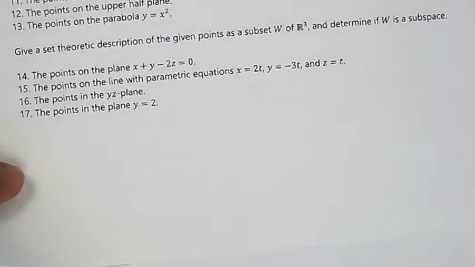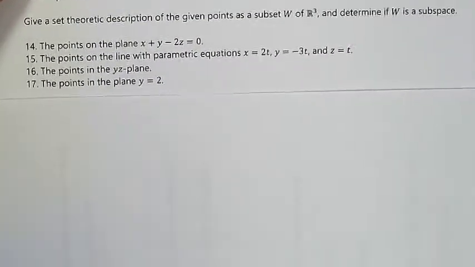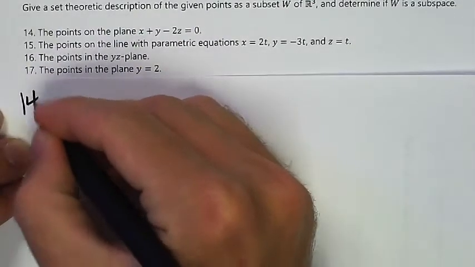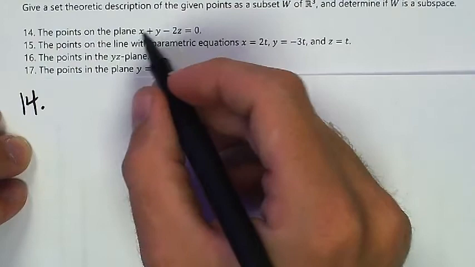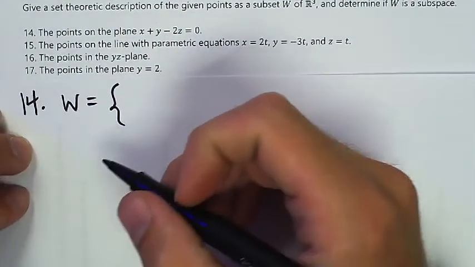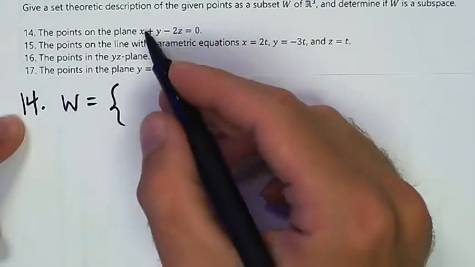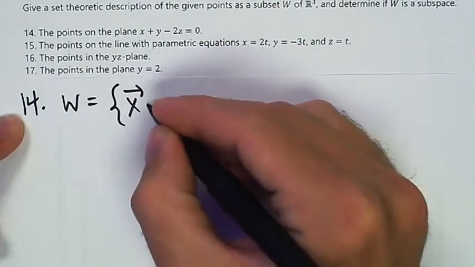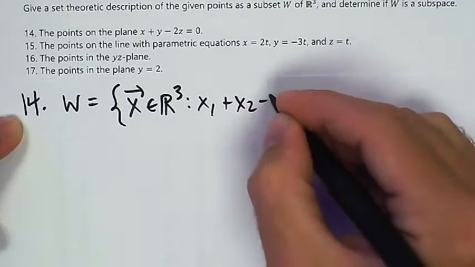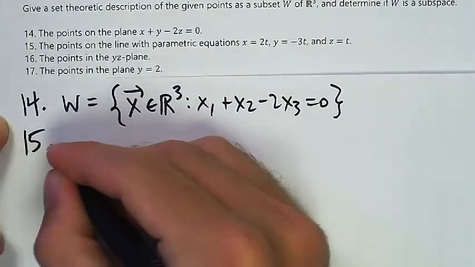Now, the last set: give a set theoretic description of the given points as a subset of R3 and determine if W is a subspace. Okay, it's a plane. It contains the 0 vector. Yes. So that's what you're going to find: a line through the origin or a plane through the origin is an automatic subspace. And so x plus y plus 2z equals 0. This is the set of all x in R3 for which x1 plus x2 minus 2x3 equals 0. And I'm going to just say yes, it is a subspace in the interest of time.